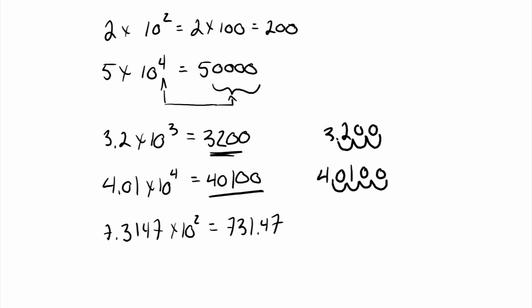And one more final trick. We've got 7.3147, and we've got an exponent of only 2 on the 10. So that means we're only moving the decimal place 2 positions. So it's going 1, 2 positions. So we end up with some of the decimals left over. We don't have to be adding in zeros. So that's how we get 731.47.